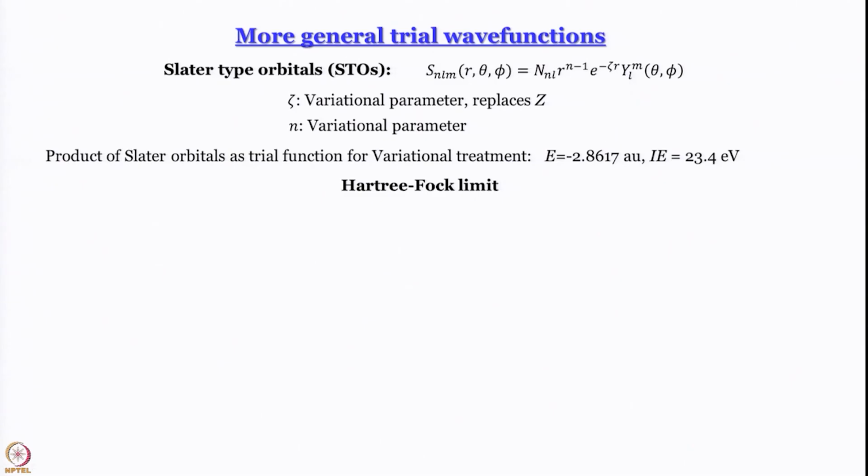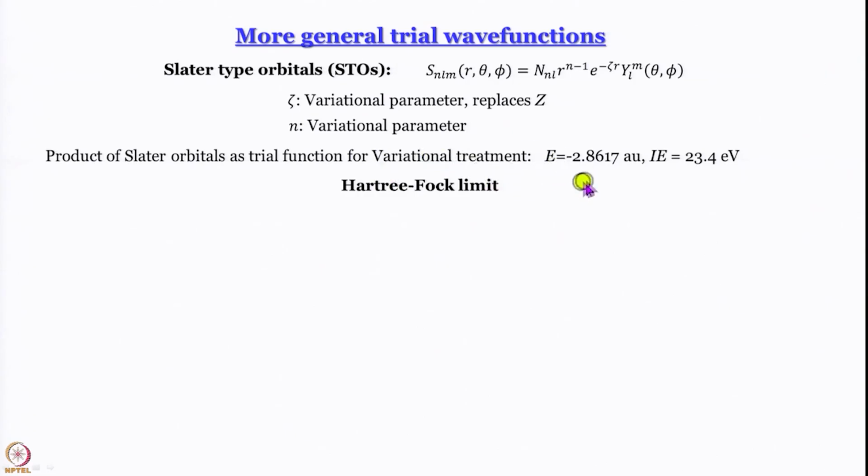When we talk about hydrogen atoms, n can only take up integral values. Not so when you use these as starting points, as trial functions. You want to play around with n as well, because you do not really care too much about whether they are integral or not. So you are going to get values of n something like 0.9, 0.8, whatever.